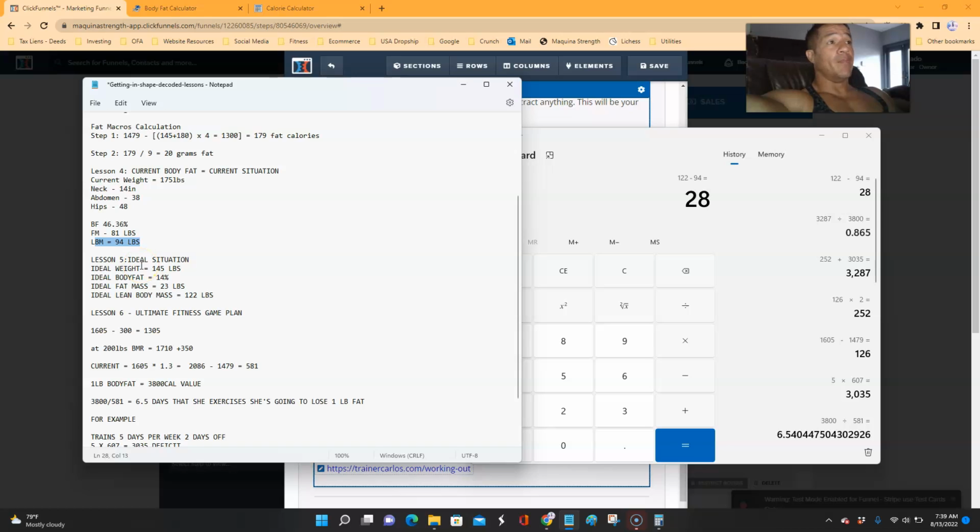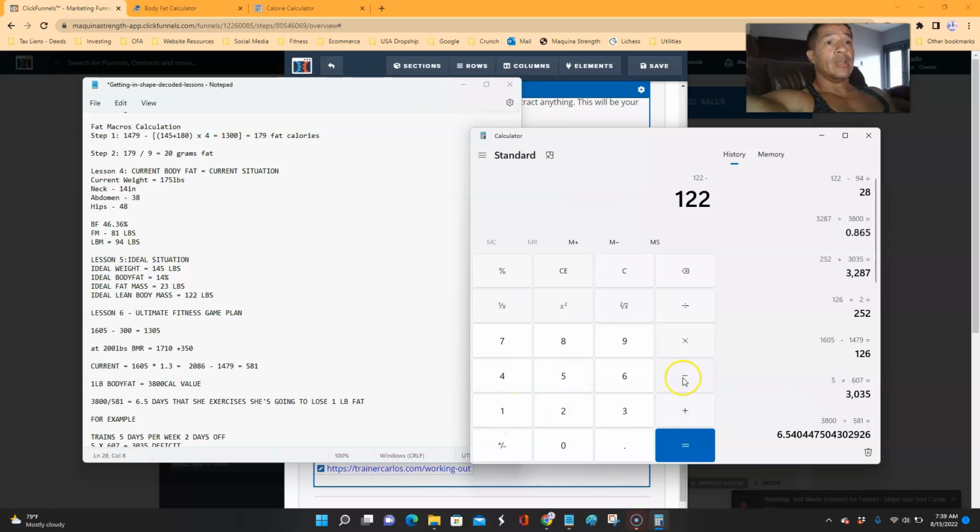Let's say, for example, that she had 140 pounds of lean muscle. Let's just say she had 140 pounds of lean muscle. And then we get the ideal, 122. And let's say she had 130 pounds. So, minus 130 pounds of muscle.